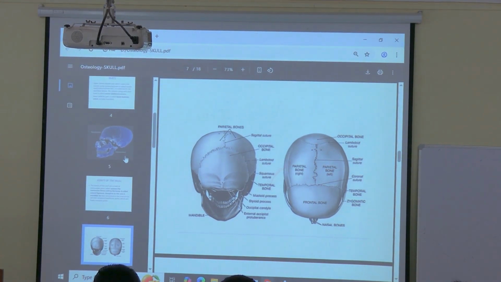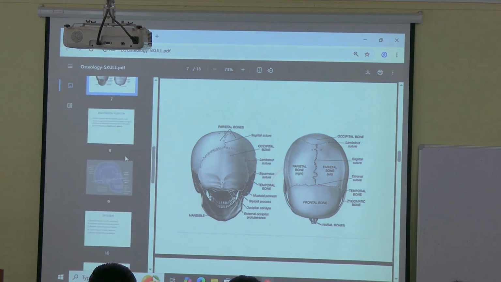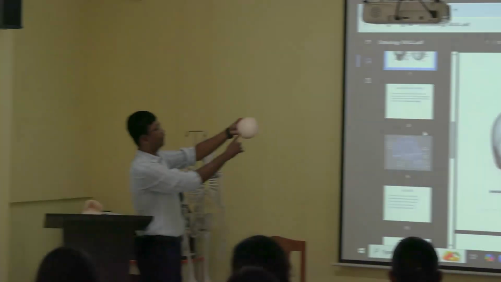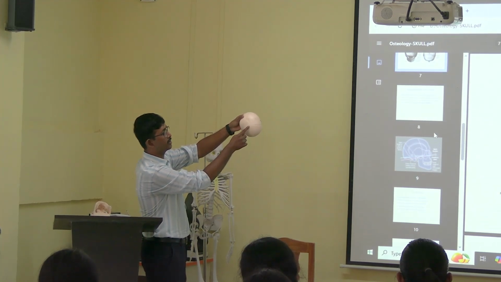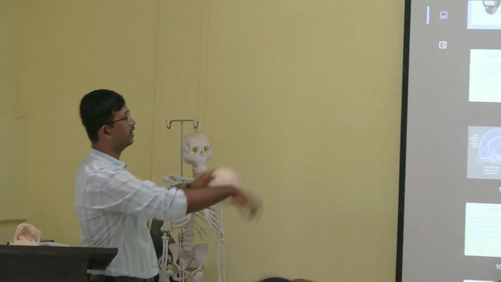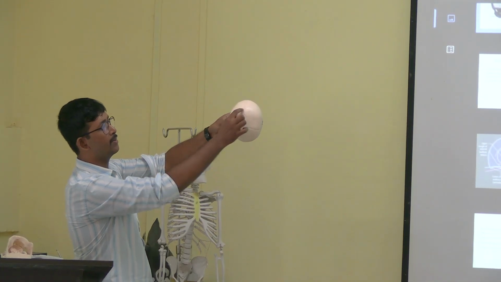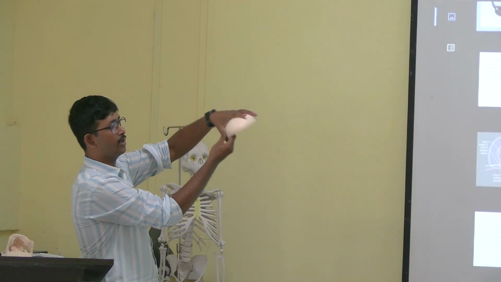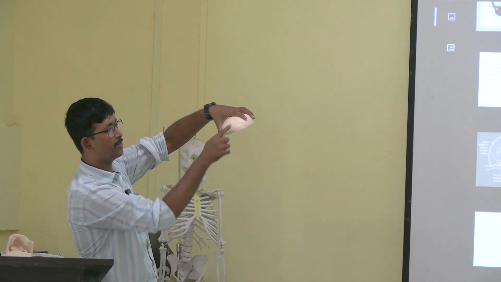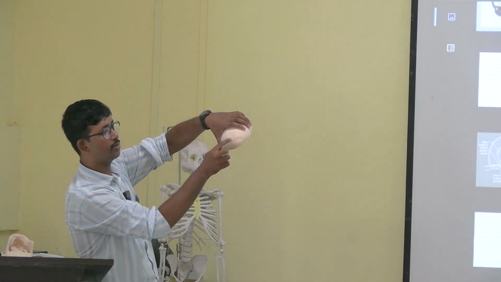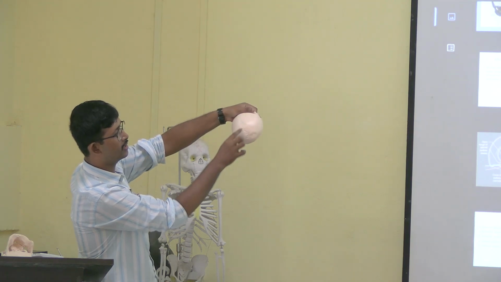So this picture shows you the different parts of the skull: the parietal bones, the frontal bone, the occipital bone, lambdoid sutures, sagittal suture, coronal suture. Just recapitulating, this is the frontal bone having the coronal suture. Then these are your two parietal bones having the sagittal suture. Here is the occipital bone having the lambdoid suture, and this part is known as lambda.